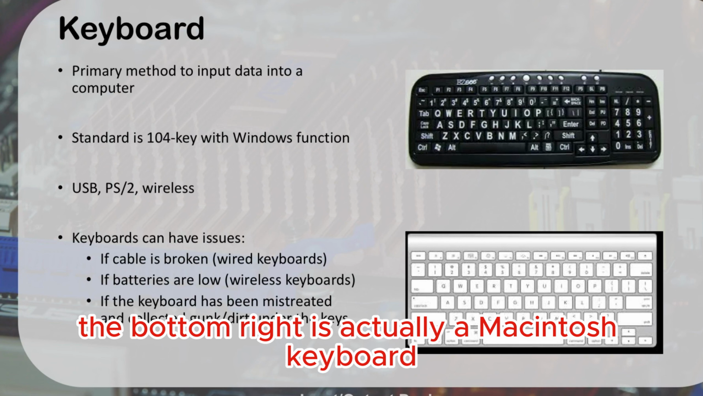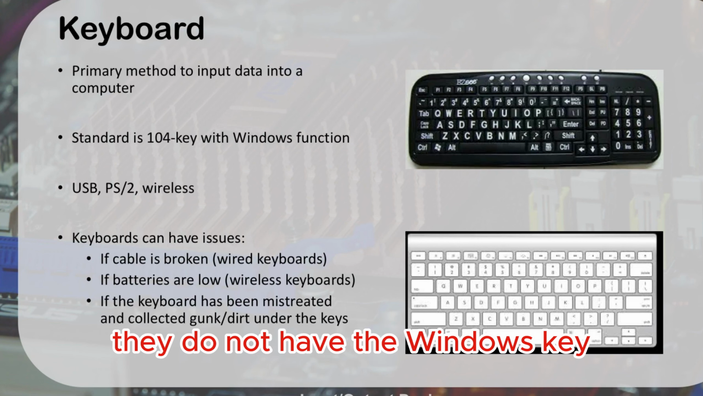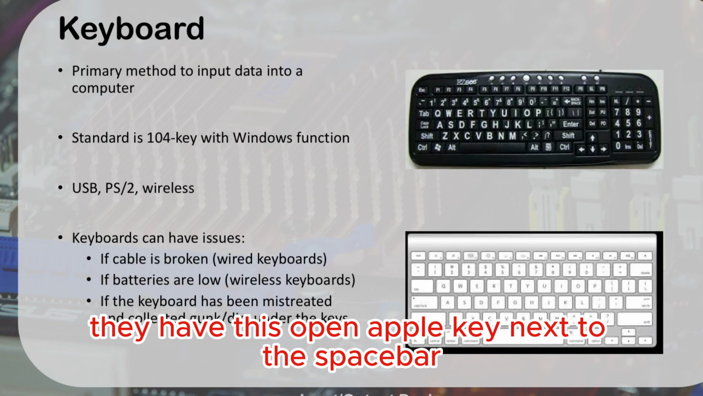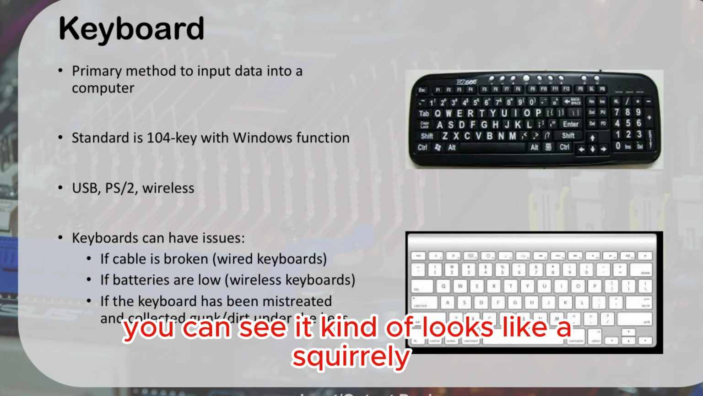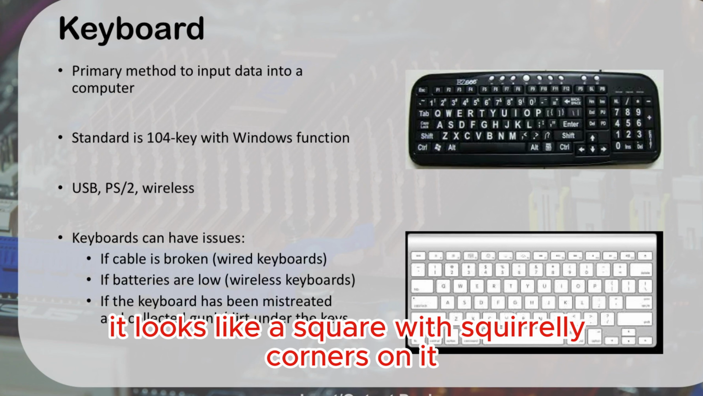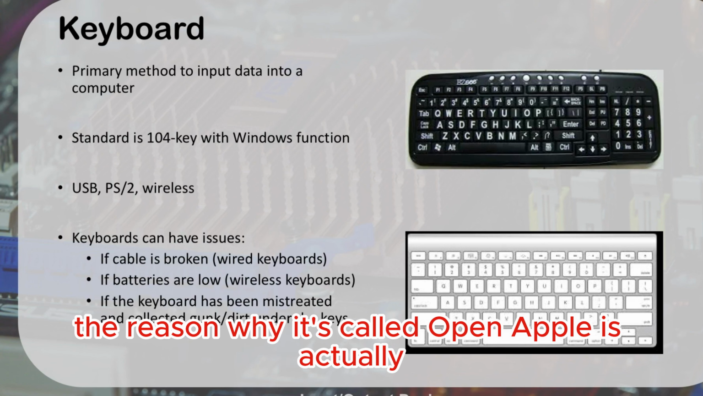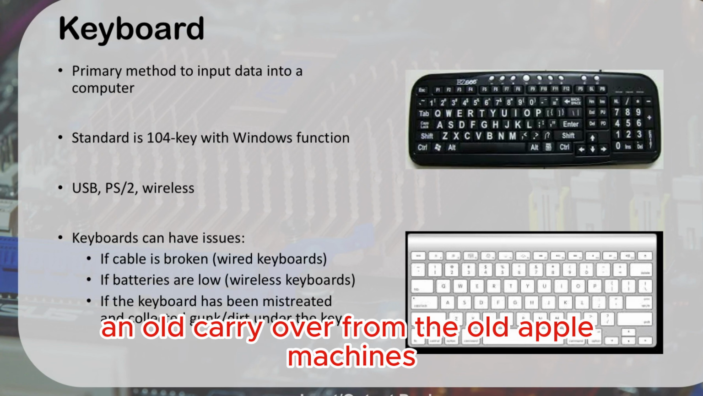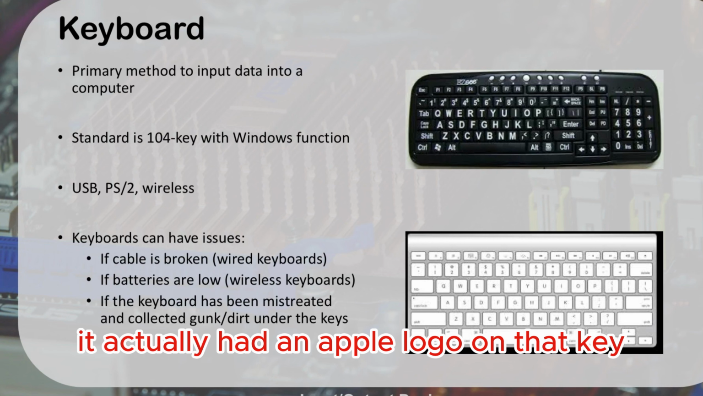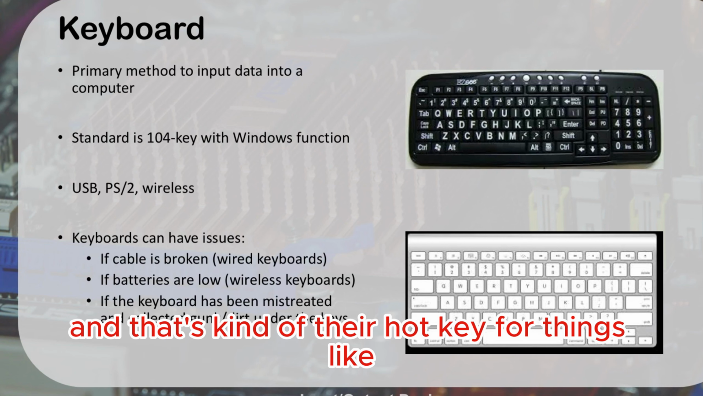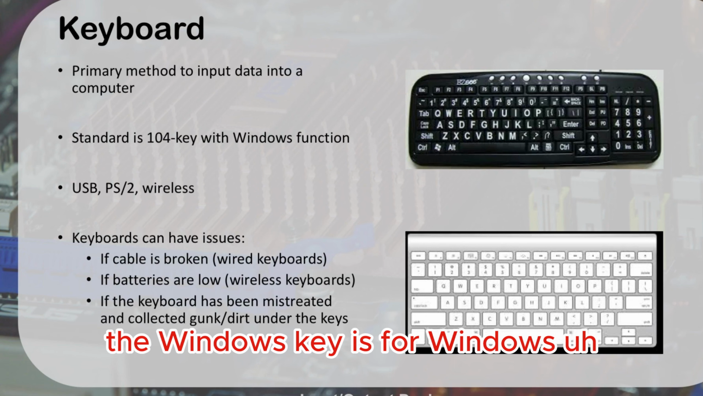The bottom right is actually a Macintosh keyboard. They do not have the Windows key. Instead, they have this Open Apple key next to the spacebar. You can see it looks like a square with squirrely corners on it. The reason it's called Open Apple is that it carries over from the old Apple machines before they went to Macintosh. It actually had an Apple logo on that key. And that's kind of their hotkey for things, like the Windows key is for Windows.